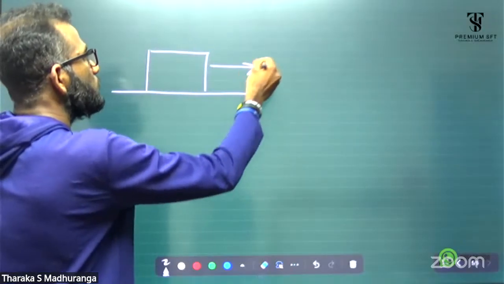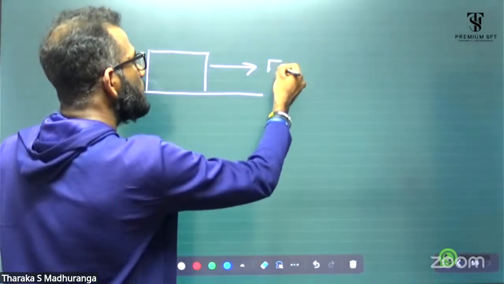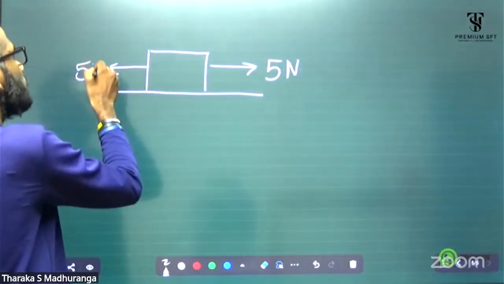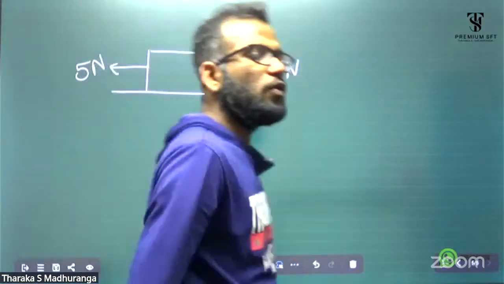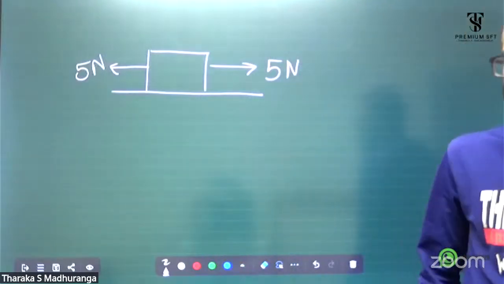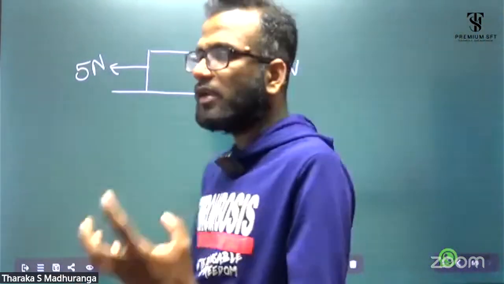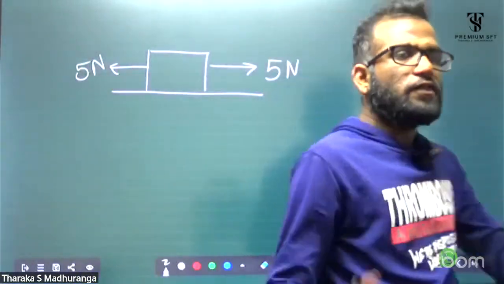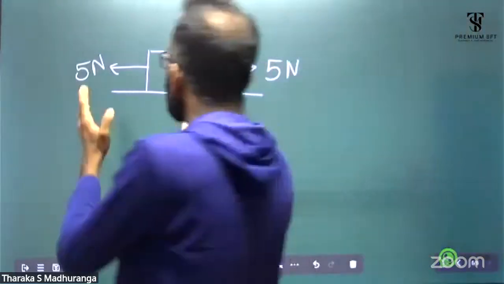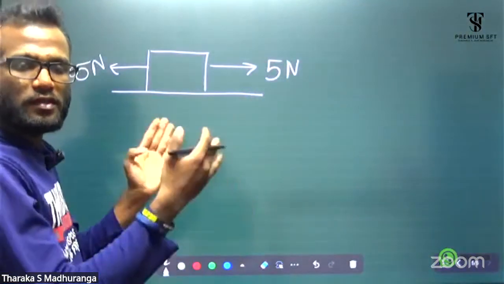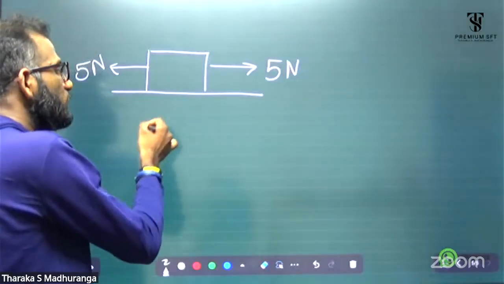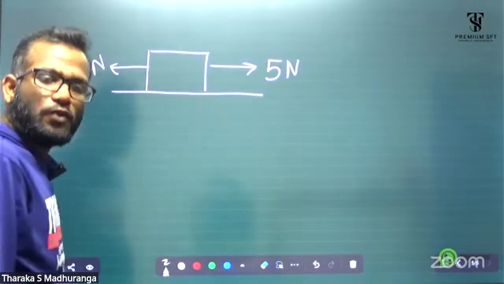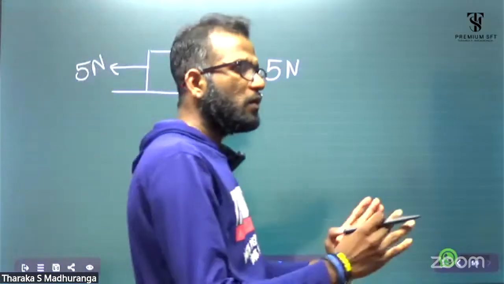No unbalanced force means the object is already balanced, right? 5 Newton, 5 Newton, there is no unbalanced force. Unbalanced force means resultant force, I think you can remember. If there is no unbalanced force acting on this object, then if it is a rest object, it keeps at rest, and if it is moving with uniform velocity, it keeps moving. That's Newton's first law.